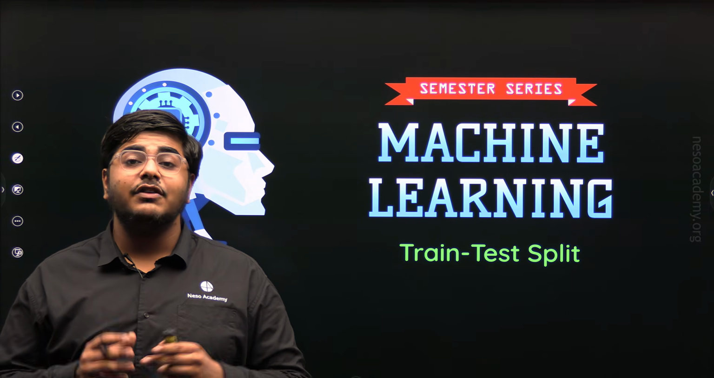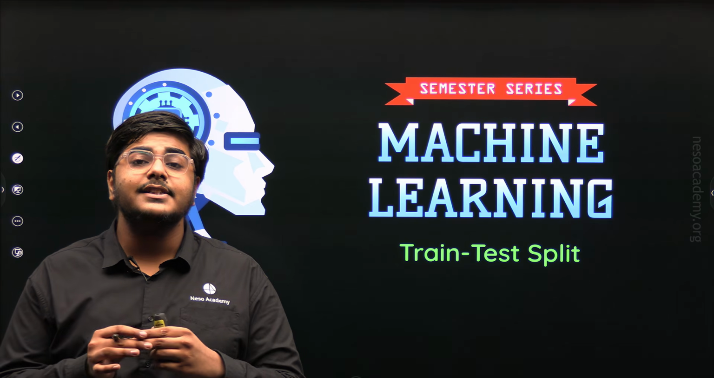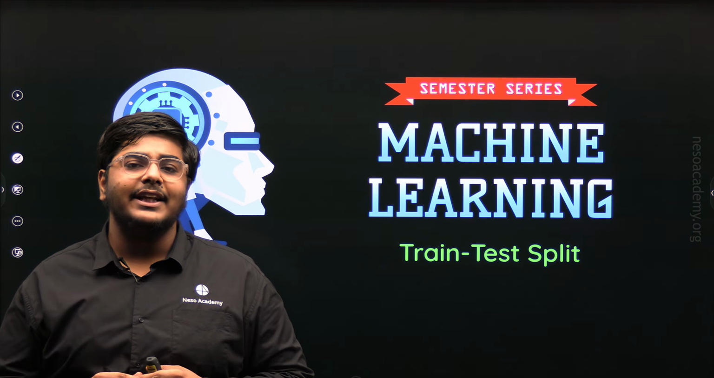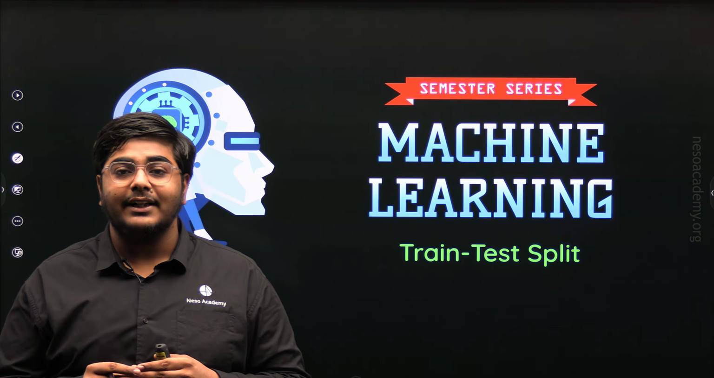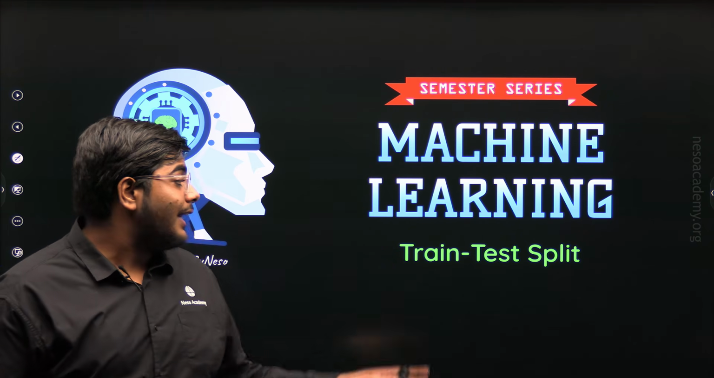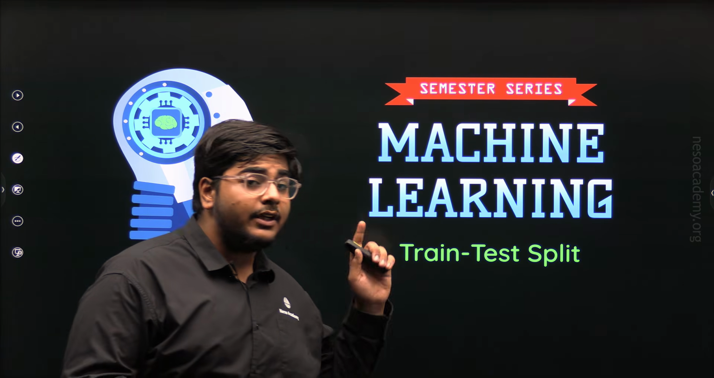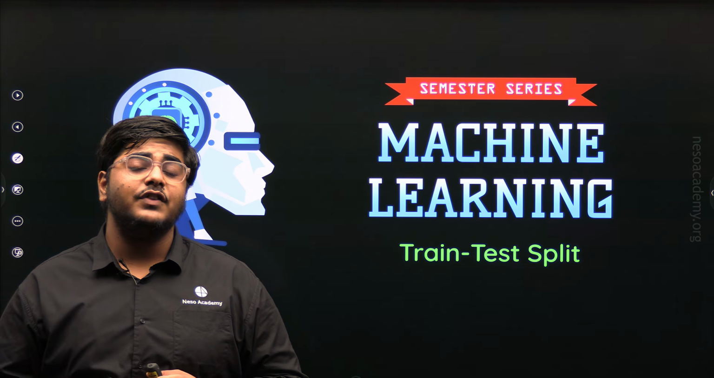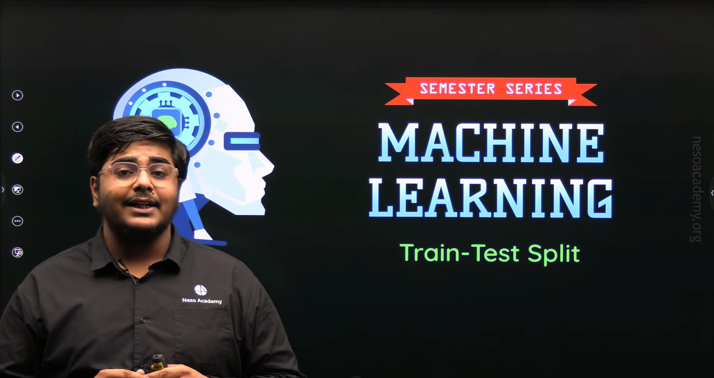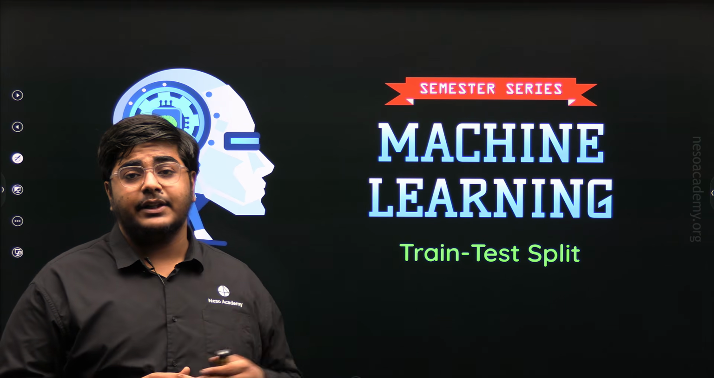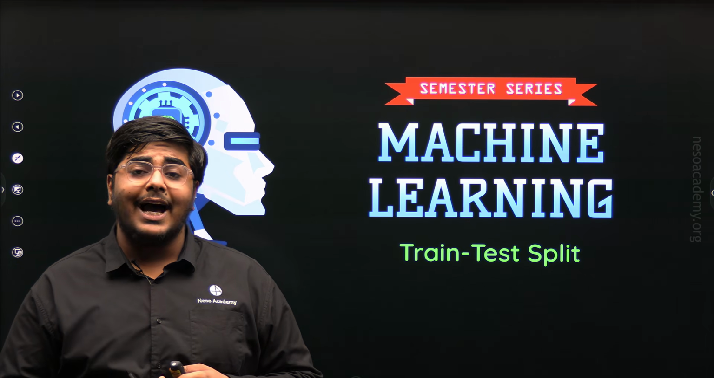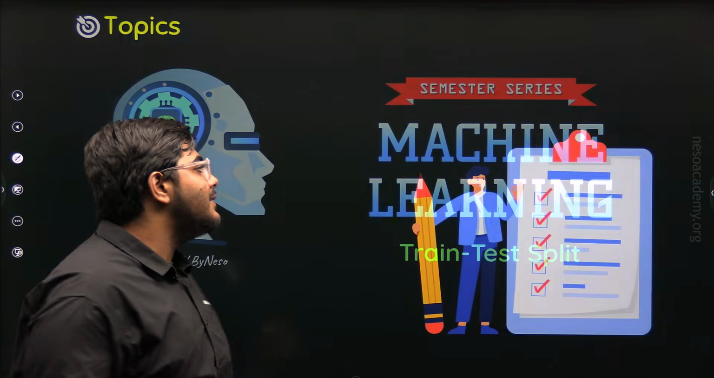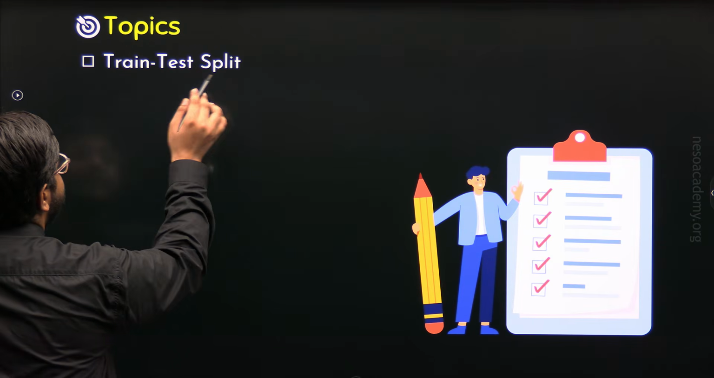In the previous lecture, we understood the third step of the machine learning pipeline, that is basic data cleaning. Now in this lecture, we are going to understand and implement the fourth step of the machine learning pipeline, that is train, test, split, or we can also call it data splitting. So the topic for this lecture is train, test, split.